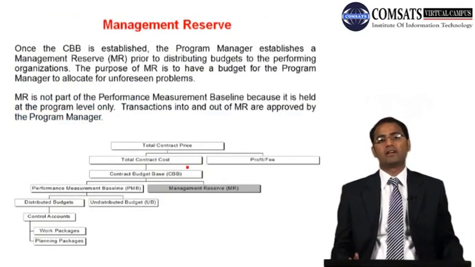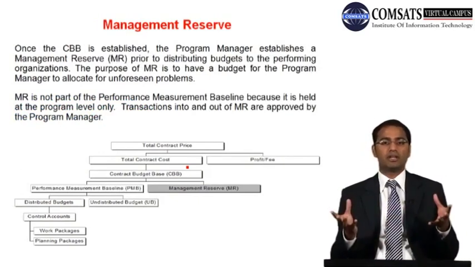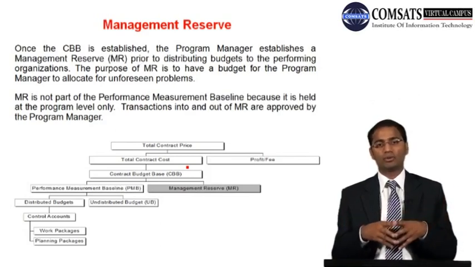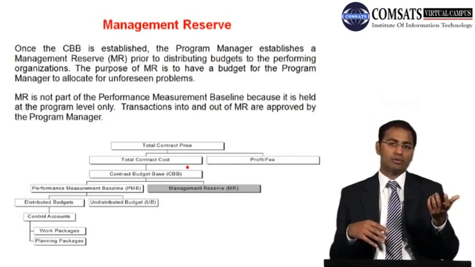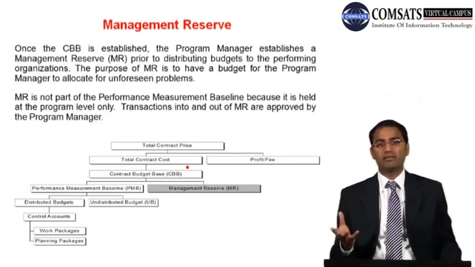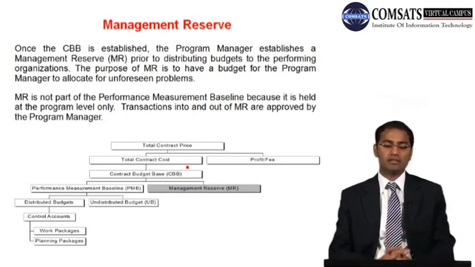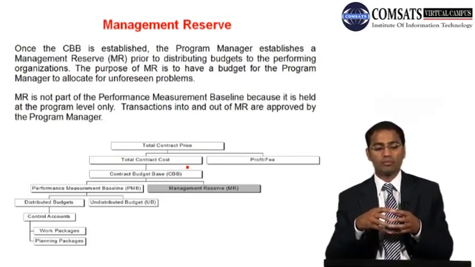And then management reserve. We had talked about reserve analysis while we were starting this budgeting and ending estimating, and I've told you the reserve analysis is a part of project cost estimation and project cost budgeting. So management reserve is designed. Once the CBB is established, the program manager establishes a management reserve prior to distribution of budgets to performing organizations. The purpose for management reserve is to have a budget for the program manager to allocate for unforeseen problems.